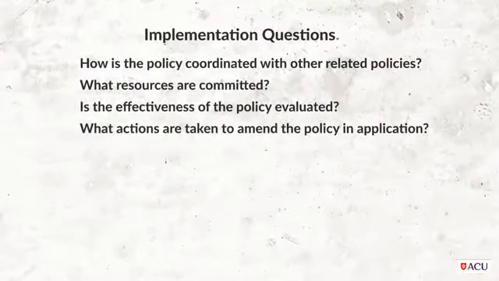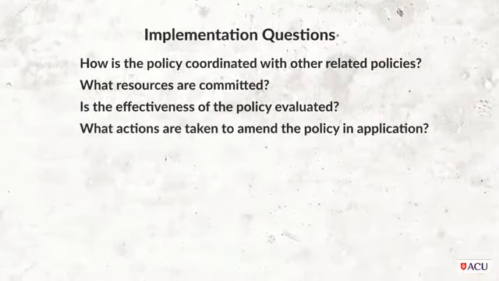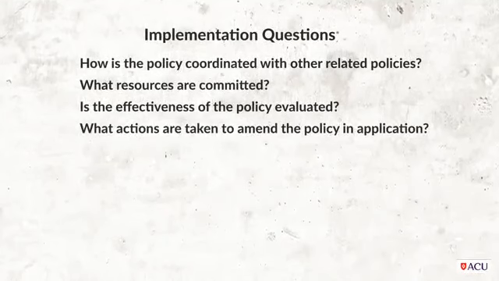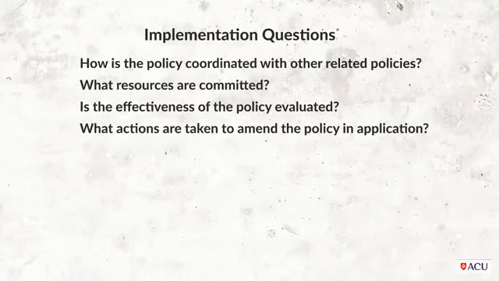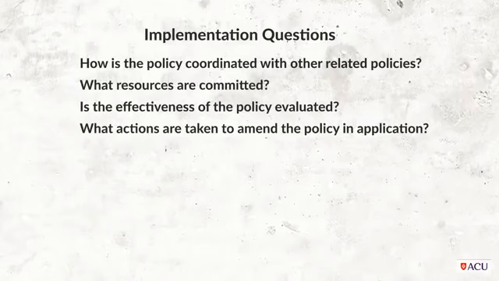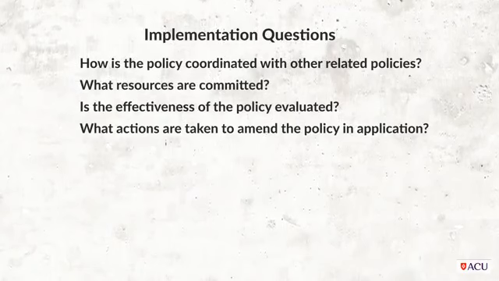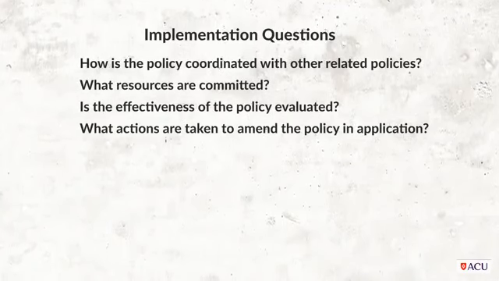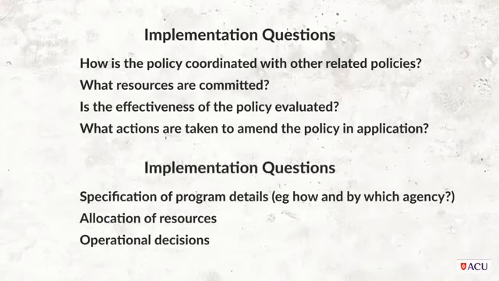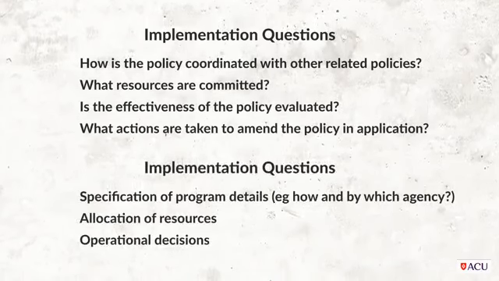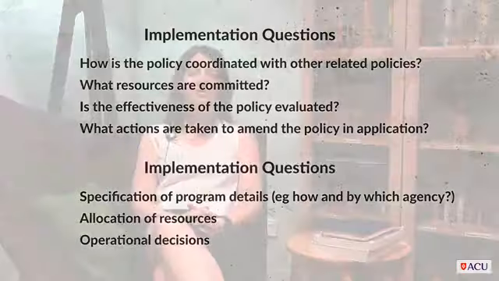So we've just talked about policy formulation, and the final phase is implementation. The questions that this phase raises include: how is the policy coordinated with other related policies? What resources are committed? Is the effectiveness of the policy evaluated? What actions are taken to amend the policy in application? Ideally, implementation has the following components: specification of program details, allocation of resources, and operational decisions.